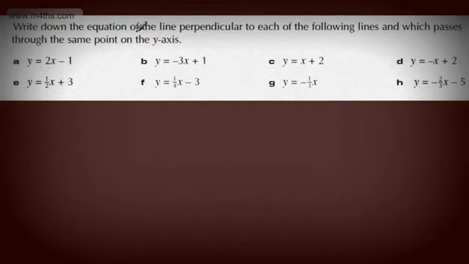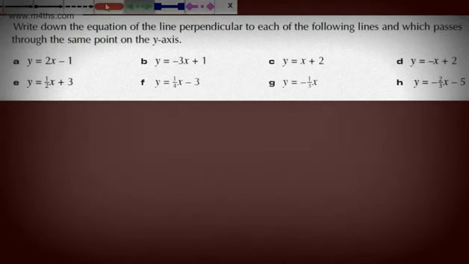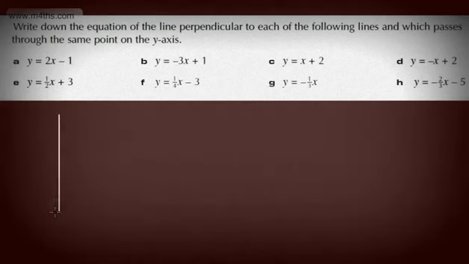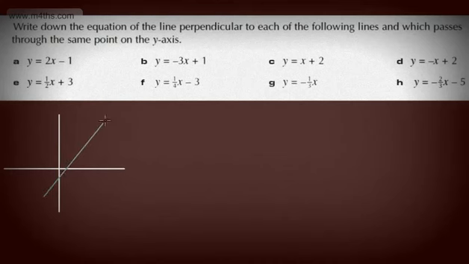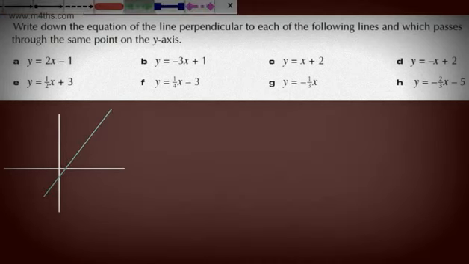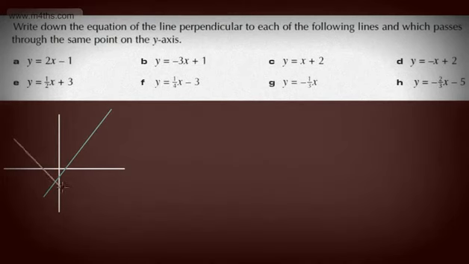Okay, write down the equation of the line perpendicular to each of the following lines which passes through the same point on the y-axis. So if we just think about this line now, what we've got is y is equal to 2x minus 1. If I just draw a quick sketch of this, this is going to have a gradient of 2 and it's going to cut the y-axis at minus 1. So it's going to look something like this. The perpendicular through the same point will look something like so. So it will be at right angles through exactly the same point.